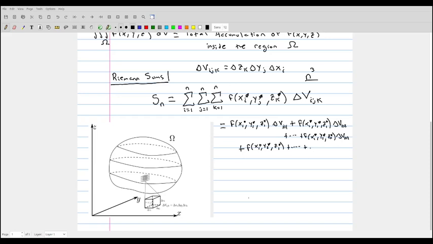Okay, this has a lot of terms in this sum. That f of x1*, y2*, zn* times delta v12n. And this kind of continues all the way until you get up to the final value, which is f of xn*, yn*, zn* times delta v nnn.